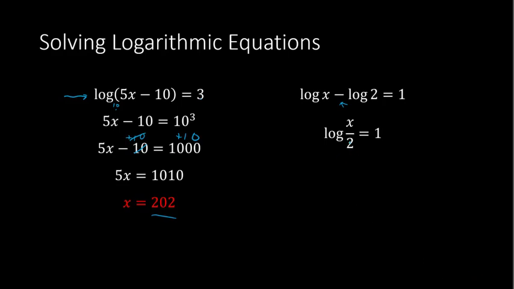And then from here, we can get out of logarithmic form and put into exponential form. So we have an assumed base 10. So we have 10 to the first power equals x over 2. And then solve this for x, multiply both sides by 2. So we'd have x equals 10 times 2, which would be 20. So our solution here is 20.